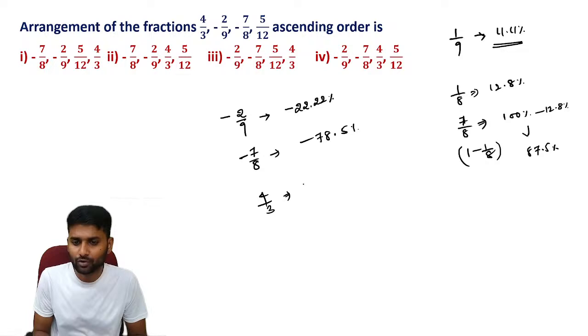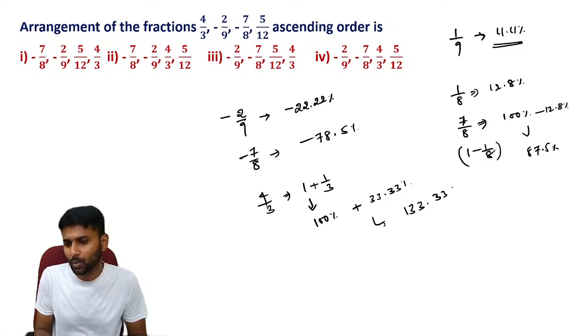Now what about the fraction 4 by 3? You already know that 4 by 3 is 1 plus 1 by 3. In any fraction, 1 is exactly equal to 100 percent, and the 1 by 3 value is 33.33 percent. Then the overall value is equal to 133.33 percent.